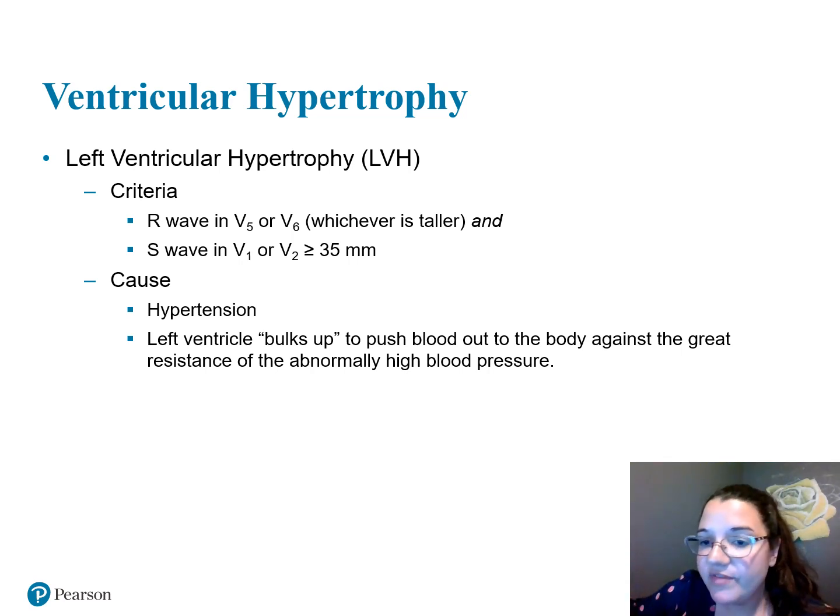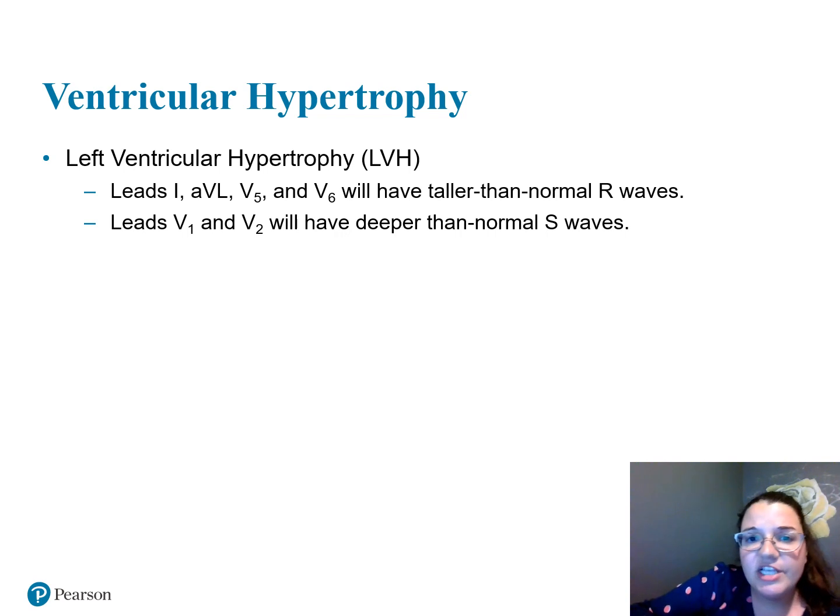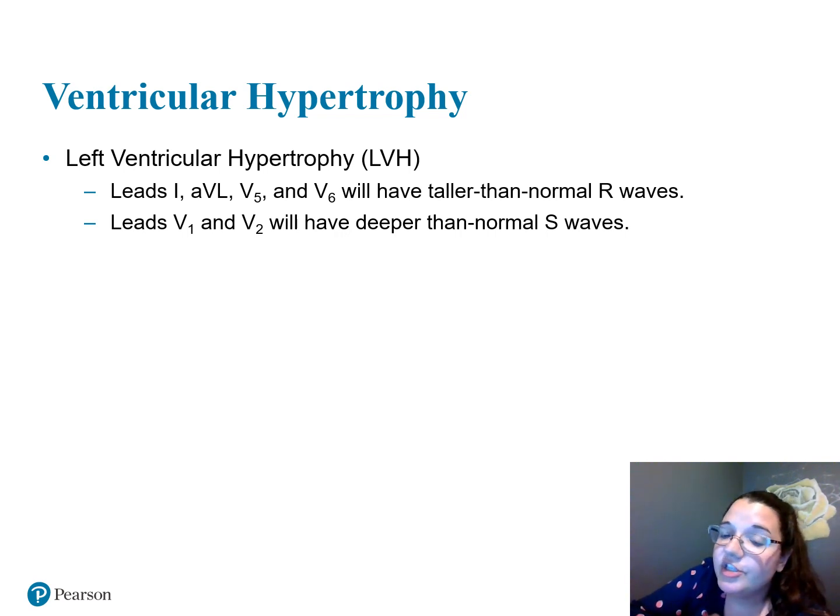So if you notice, my RVH was lung disease, right? What is my LVH? Hypertension. They both are going to bulk up and push blood out against the great resistance of high blood pressure. So for LVH, look at all the leads we're going to look at. Leads 1, AVL, V5, and V6 will have taller than normal R waves. V1 and V2 will have a deeper than normal S wave.